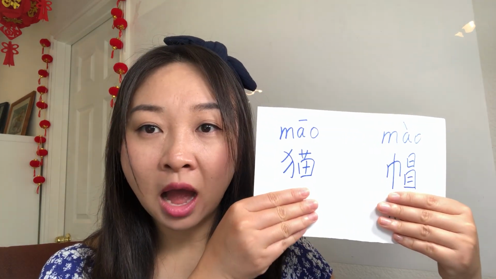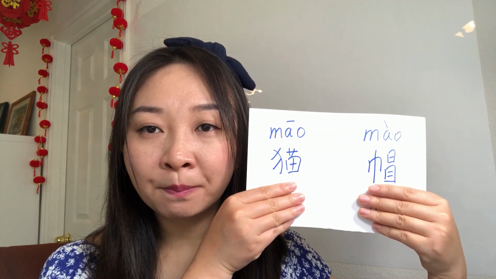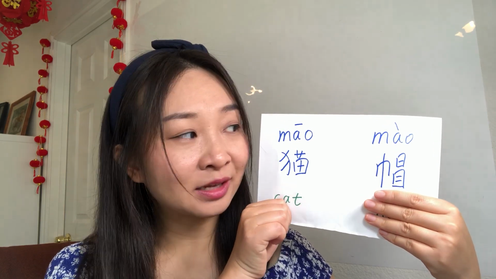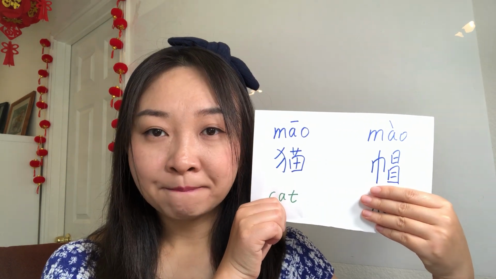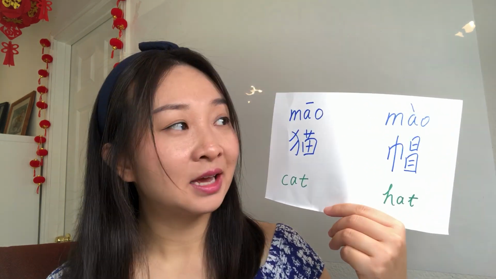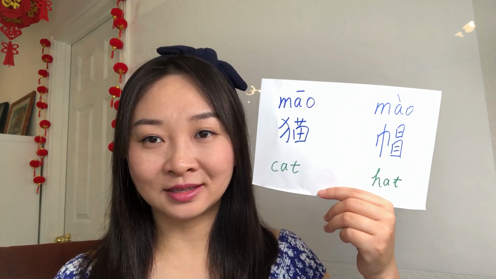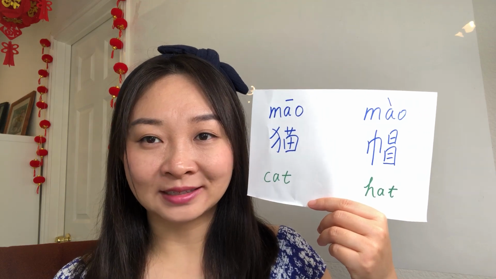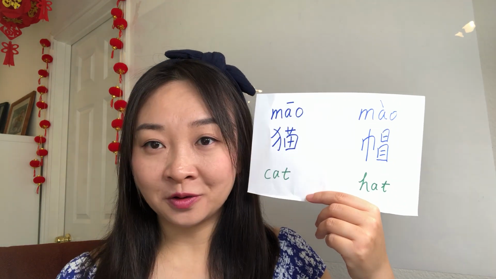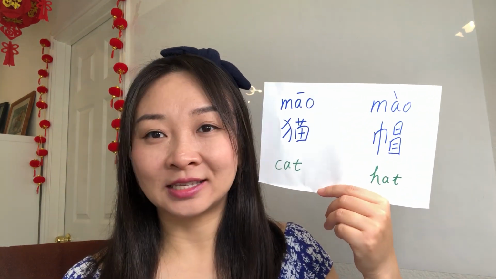Okay, let's look at another example. 猫, 猫, first tone means cat, okay? And the next one, 帽, 帽 means hat, okay? It's very different, but they are the same pinyin, different tones, okay? So don't let your friends give you the wrong thing. If you want a hat, your friends probably bring you a cat, right? Okay, so you need to say it properly. So let's learn how we can say the 4 tones properly.